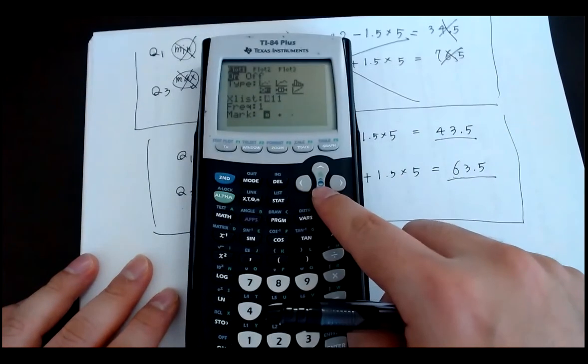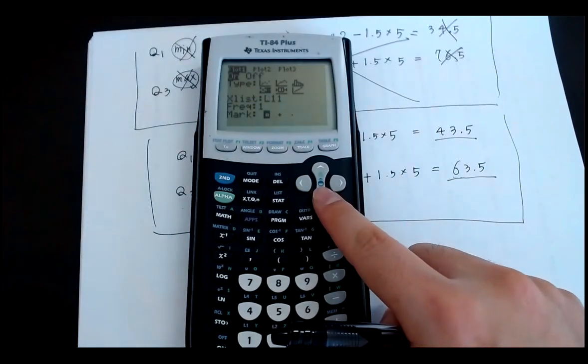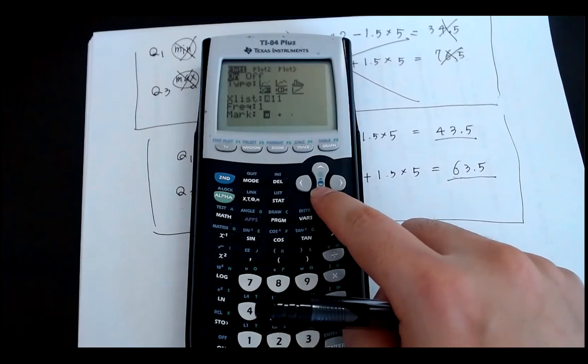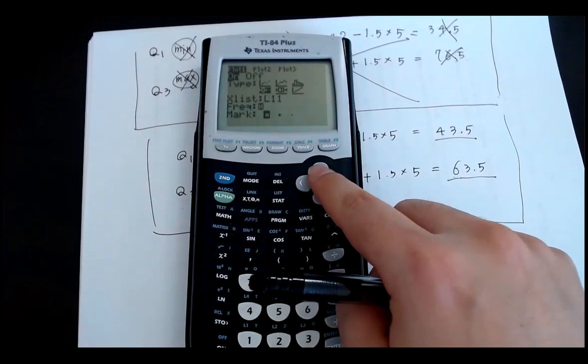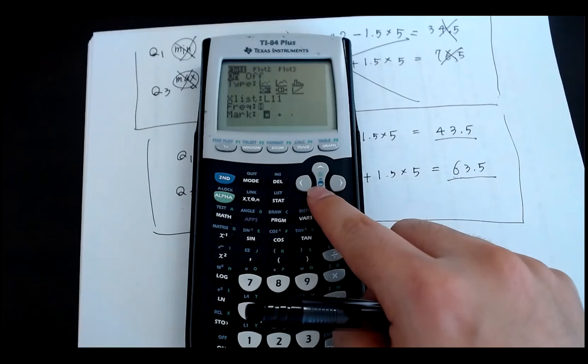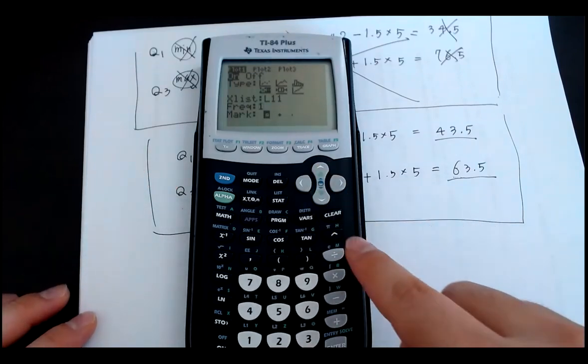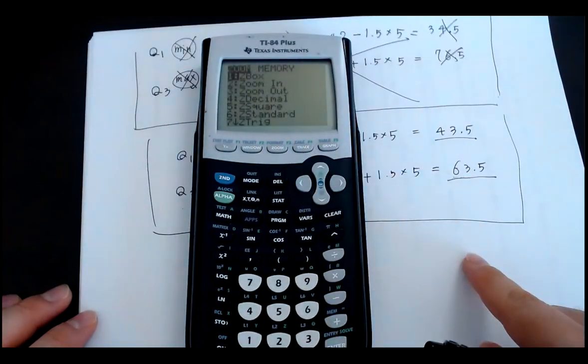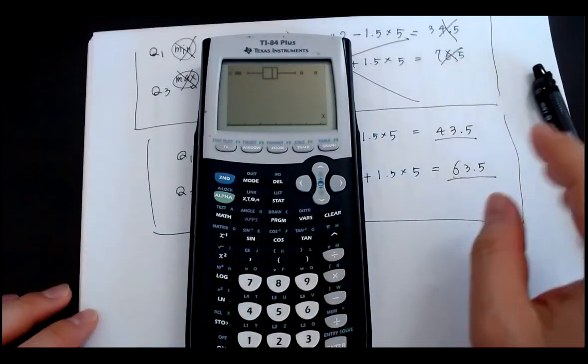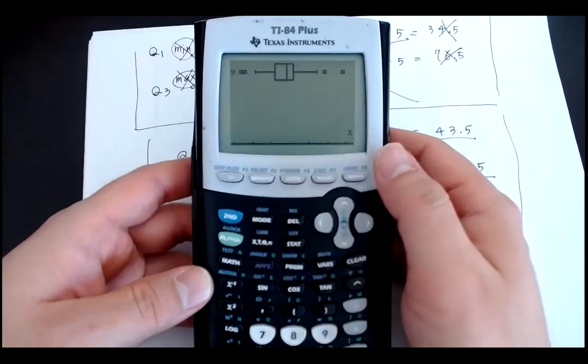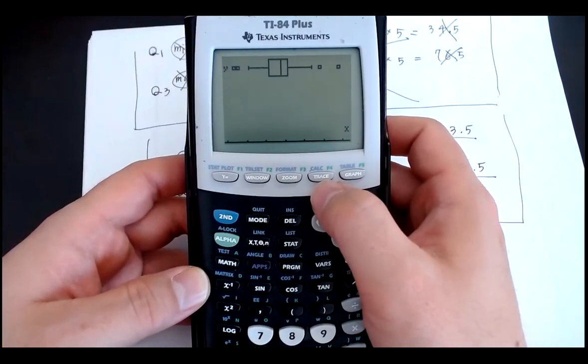And then we enter the data values in L1. For me, I enter the data values in the L1 column. Then for frequency, leave it at one. Then press zoom, and then 9. Then you can see that here, just press trace.